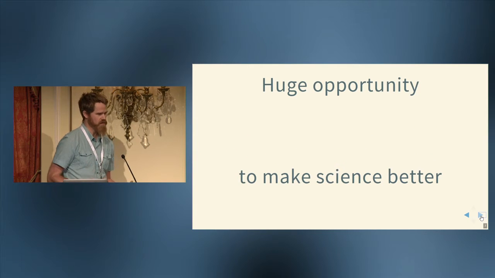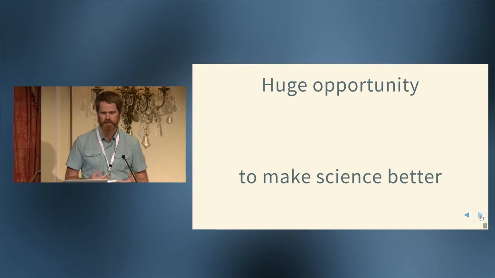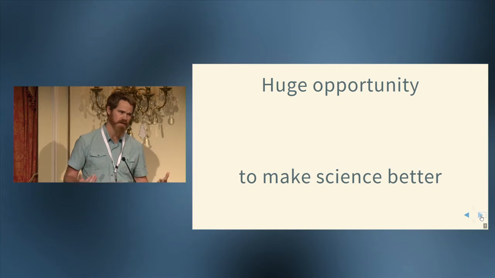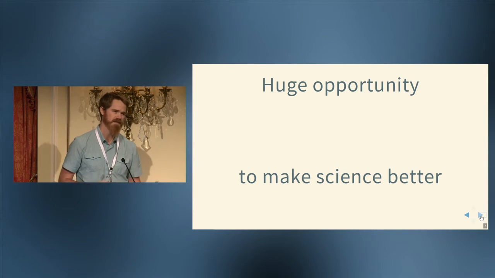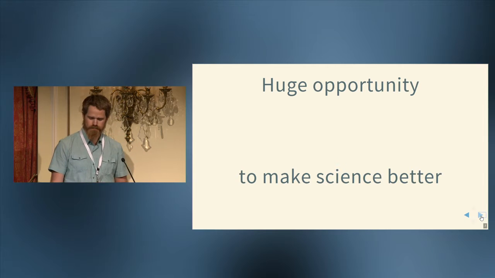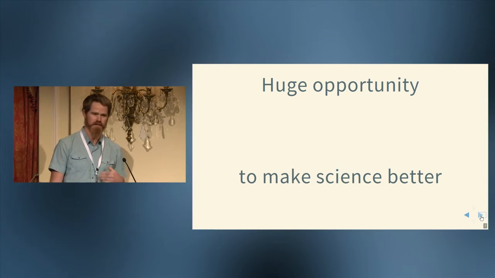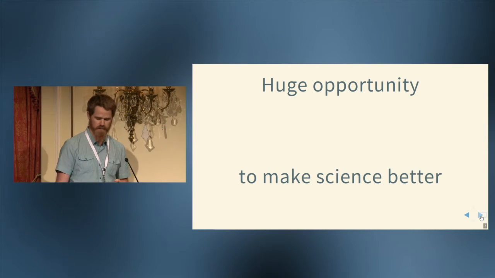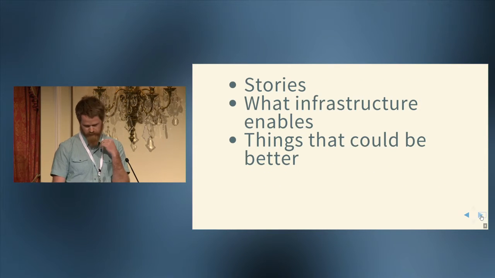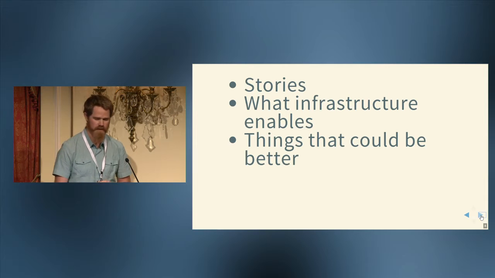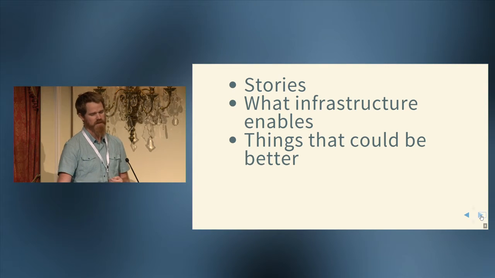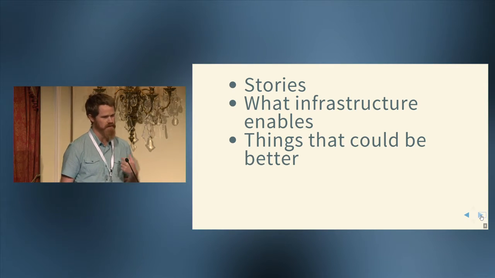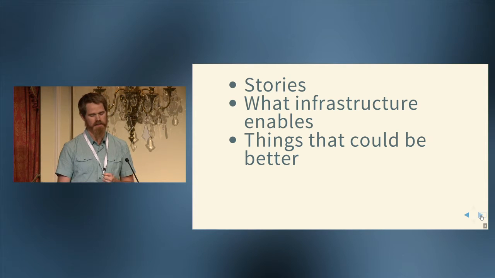So I want to drive home that we have a huge opportunity to make science better, building on the infrastructure that Crossref builds, that DataCite builds, ORCID is building, et cetera. I do have some critiques of the system, but I want to keep in mind that it's only to make the whole system better. So we're going to talk about a few stories, use cases, talk about what infrastructure enables, i.e. what my group does, and things that could be better.